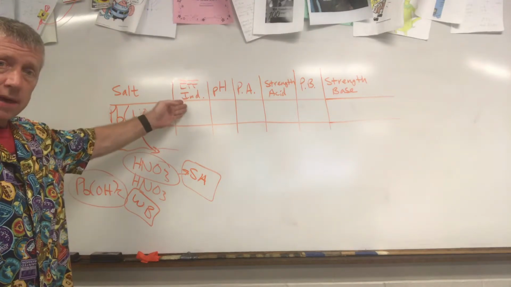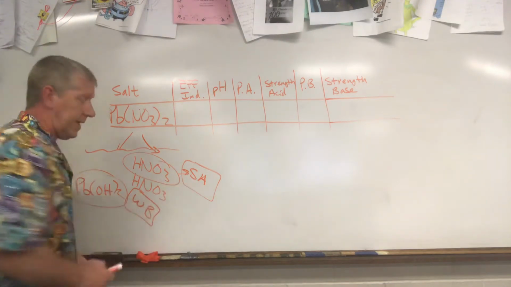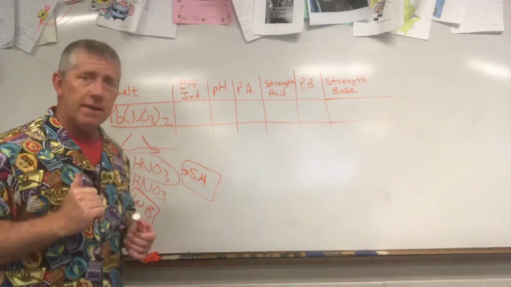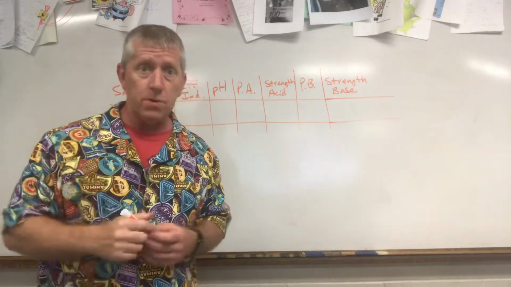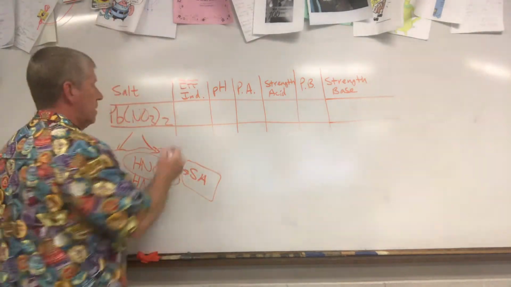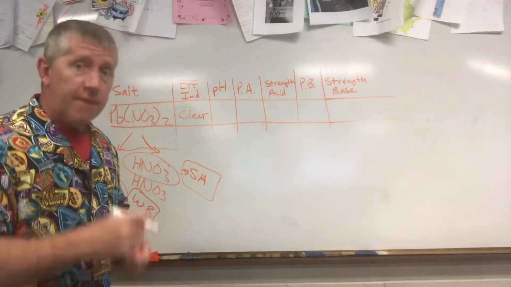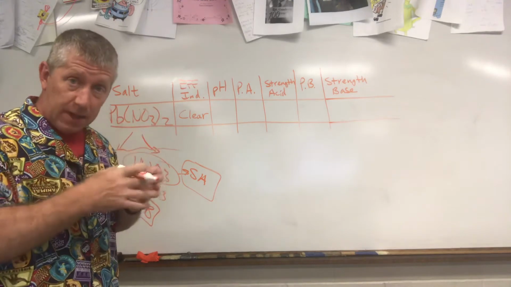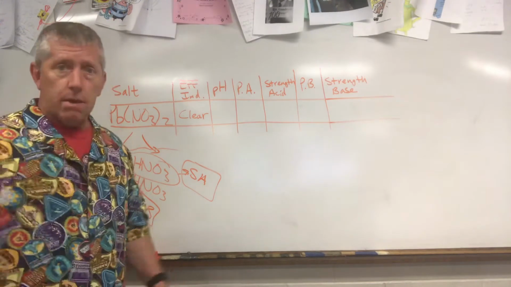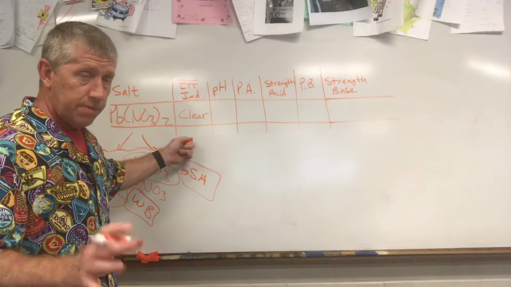What would the effect on the indicator be? This would be an acidic solution. Because strong beats weak, it would be acidic. If it's an acidic solution, what would the effect on the phenolphthalein be? Take a drop of phenolphthalein, drop it into an acid solution, and you get nothing. Be clear. So we would write clear here. If it's basic, if it's alkaline, and it does turn purple or pink, you're going to write that in, purple or pink, if that's what happens.